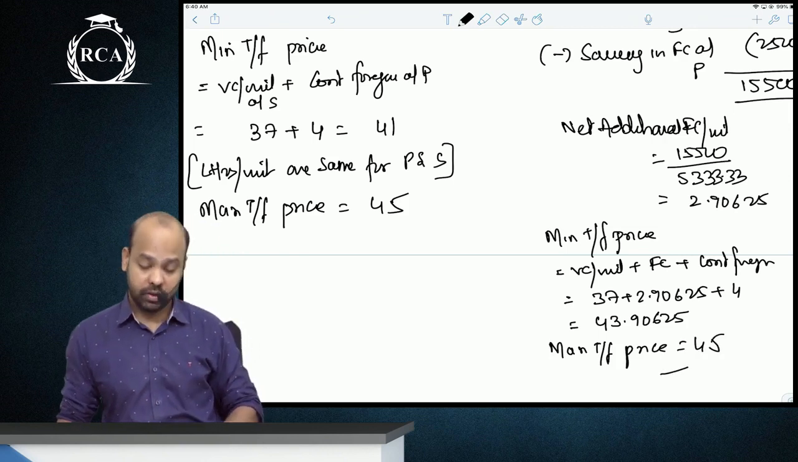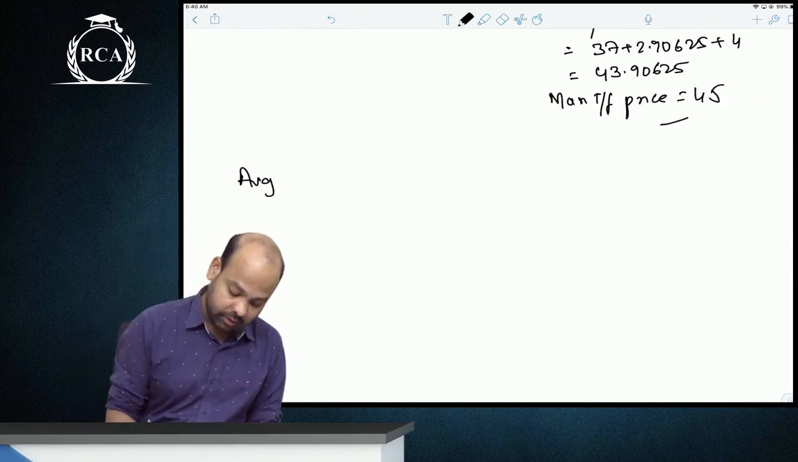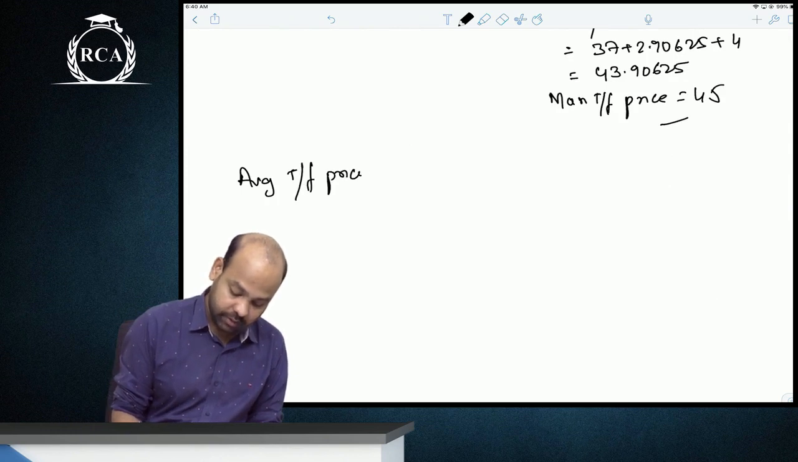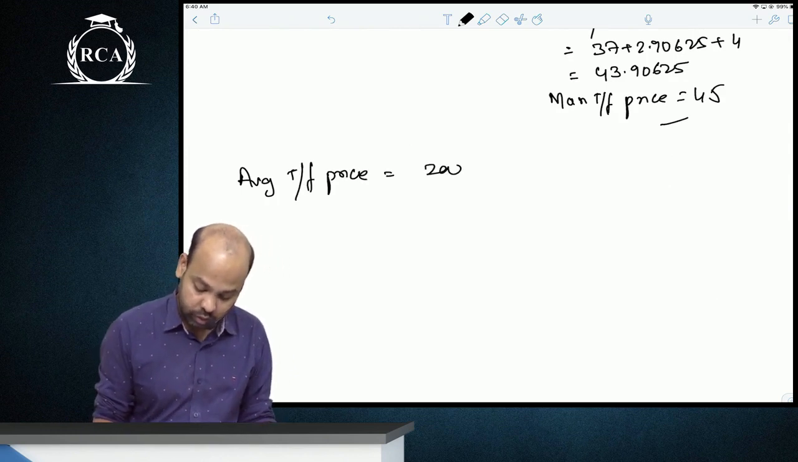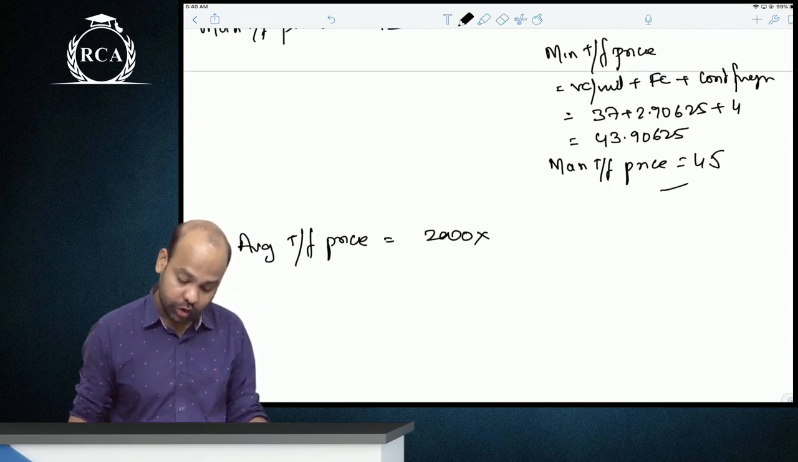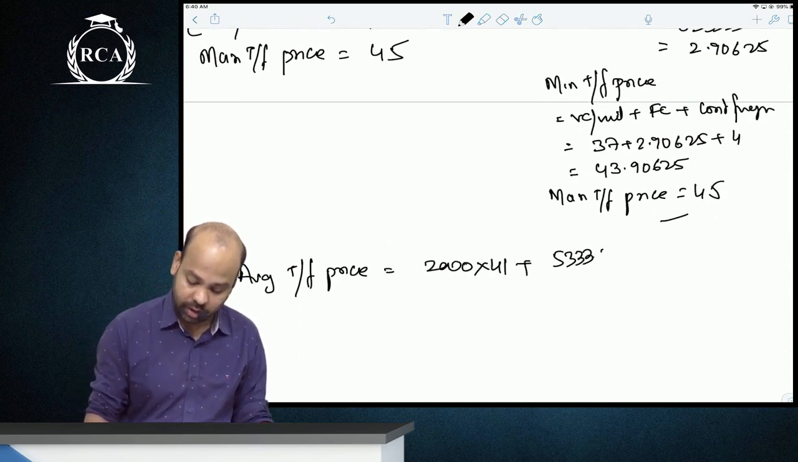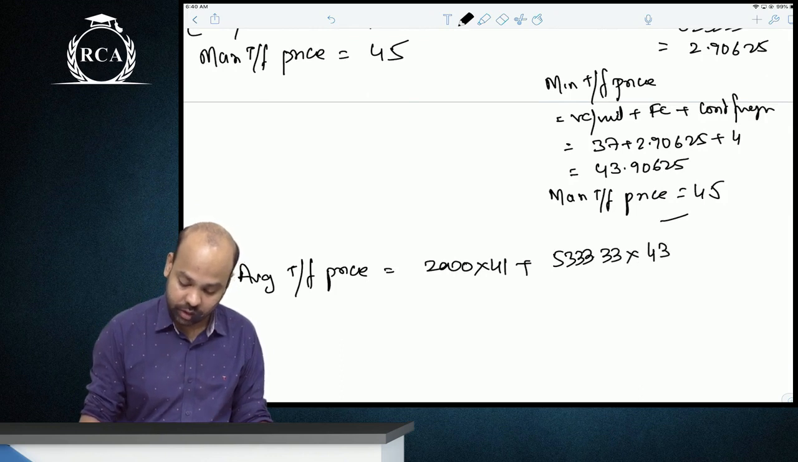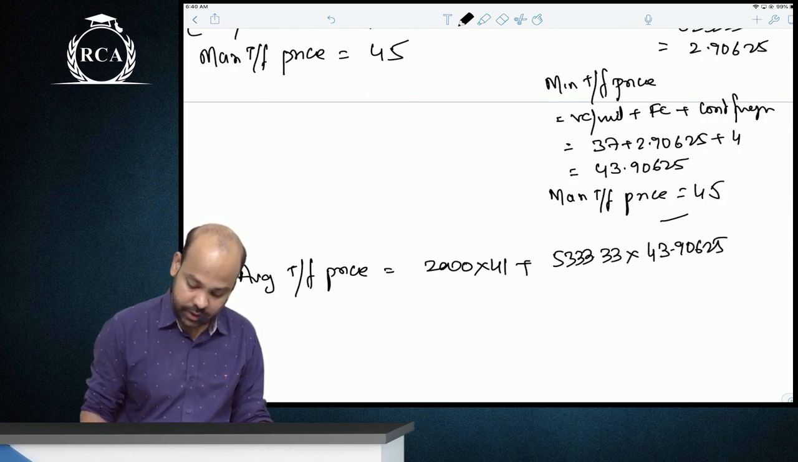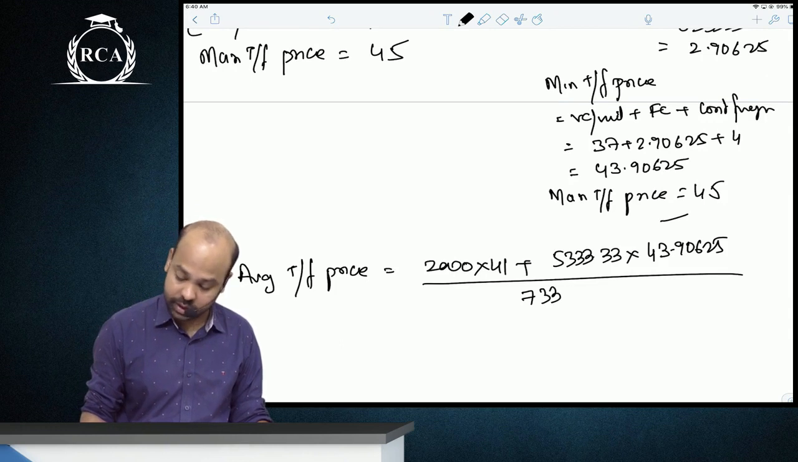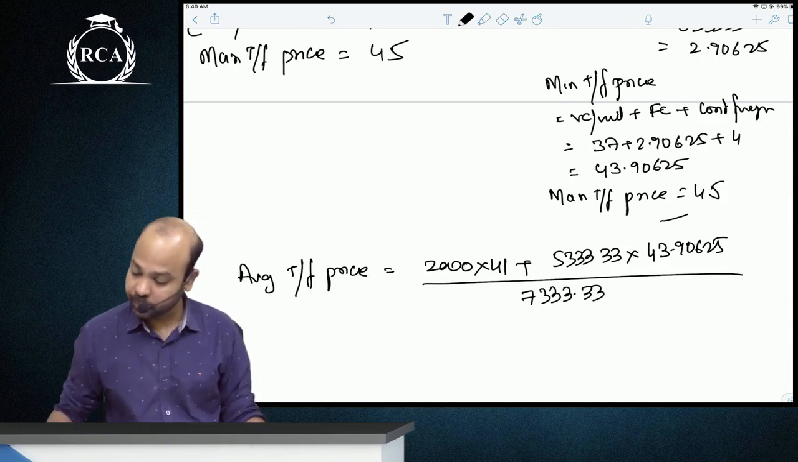If you want the overall average transfer price, for 2,000 units we came to a conclusion it should be 41 rupees. For 5,333.33 units, we said it is 43.90625, divided by 7,333.33 units.